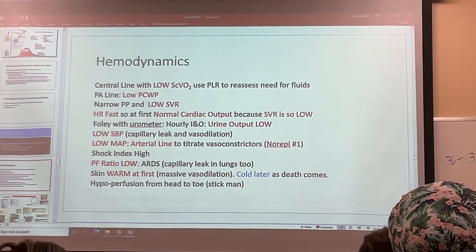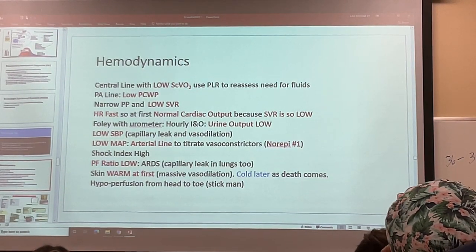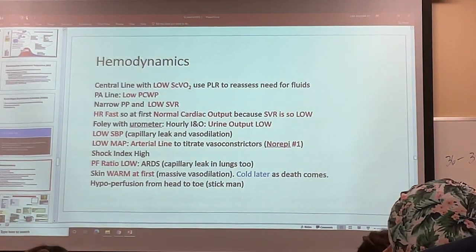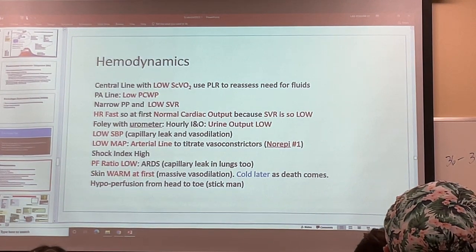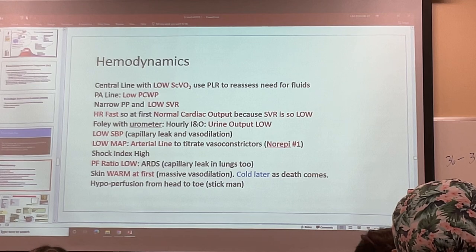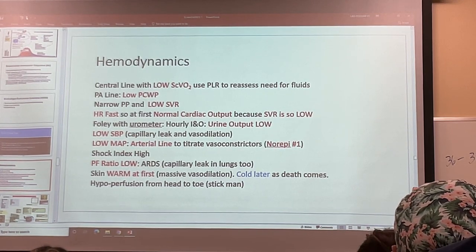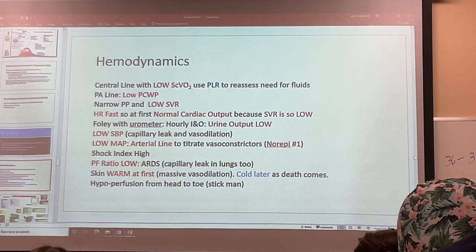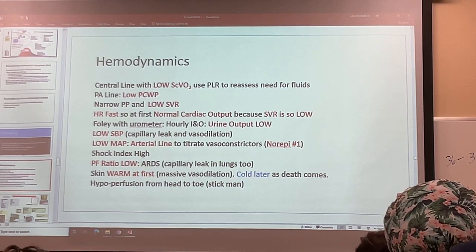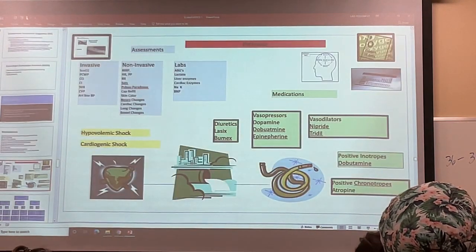All right, so we're just using what we learned in Perfusion 3 for this patient. Are we good on this? All right, so our blood pressure is going to be low. Our urine output is going to be low. Our heart rate is going to compensate for the low blood pressure, so it's going to be fast, right? PF ratio, we said it's going to start with leaking in the lungs. We're going to see it be low. We're going to see them warm at first. Why are they warm? Because they've vasodilated, right?